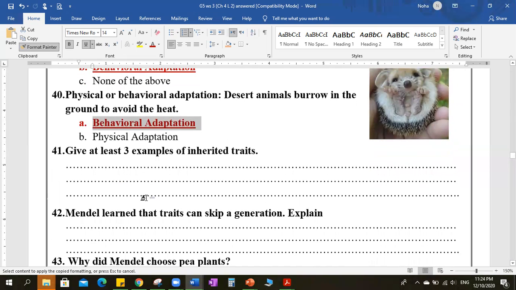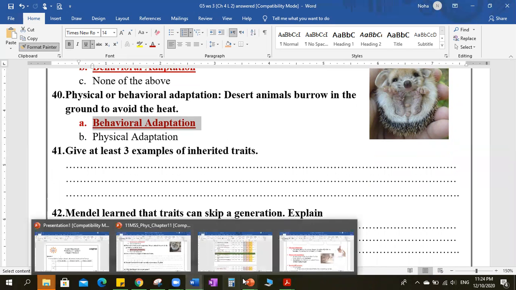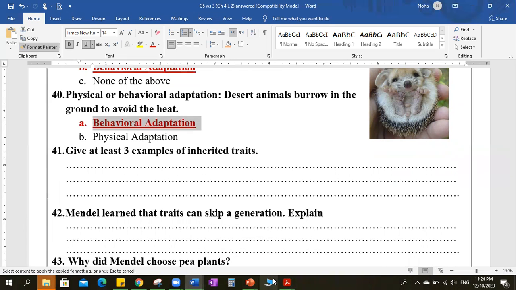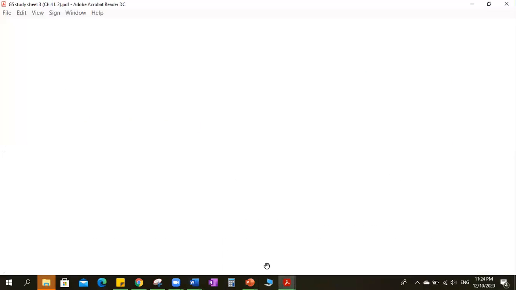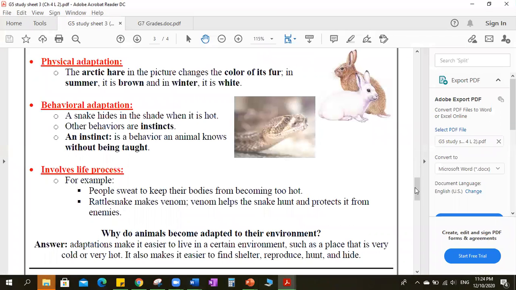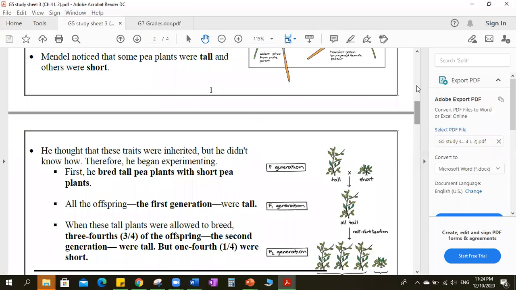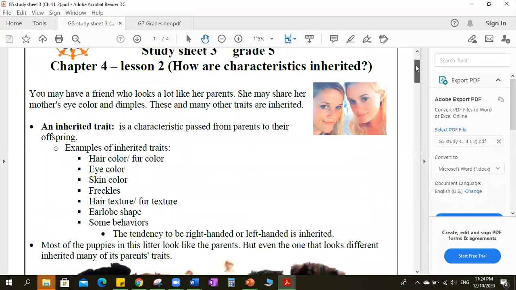Give at least 3 examples of inherited traits. So we have the eye color, hair color. We go back to the study sheet to show you guys. So here we have a lot of examples. Hair color, eye color, skin color, the shape of the ear lobe, being right-handed or being left-handed.